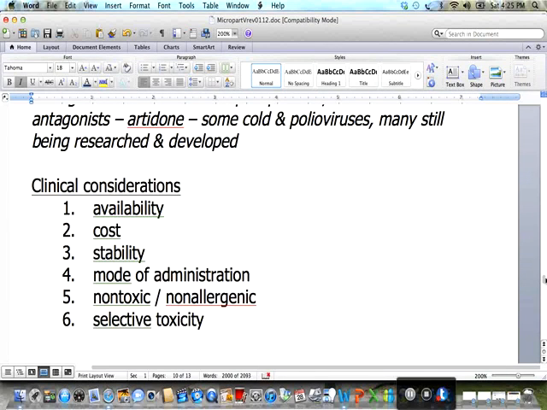Several clinical considerations must be taken into account when prescribing an antimicrobial. Availability may vary throughout the world and cost may be prohibitive. They also must be stable enough to be delivered to the patient, and the mode of transmission, such as oral versus injection, may be a concern. The drug must be non-toxic and non-allergenic and have selective toxicity for the parts of the target microbe.